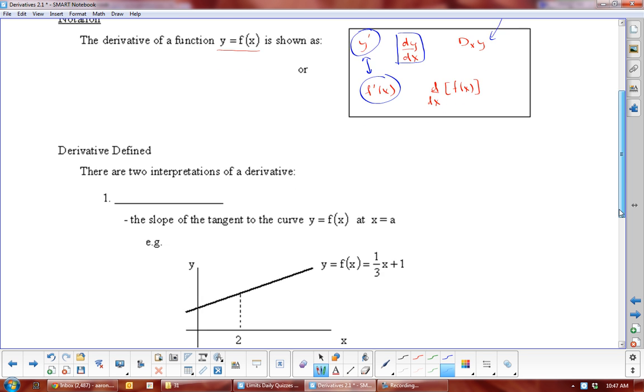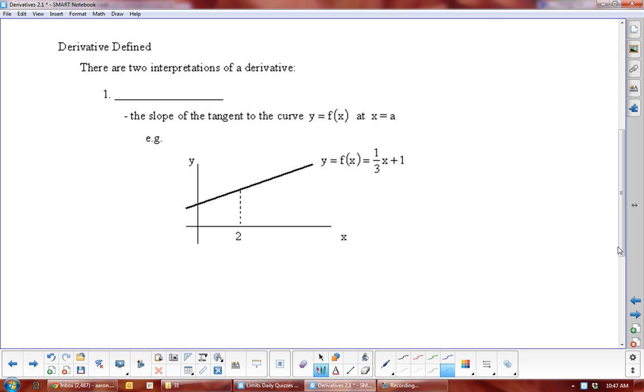Now, a derivative defined. There are two interpretations of a derivative. The first one, and we've done lots of these already, is your tangent slope. Maybe you had a function that looks like this, right? Something like that. That would be the slope at that point.